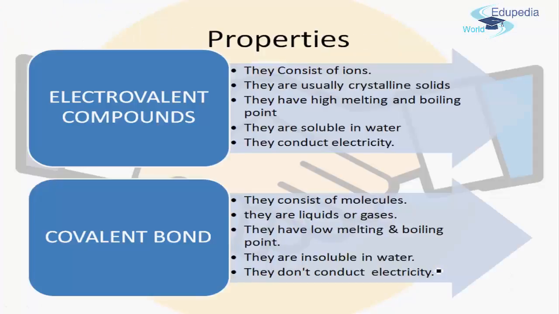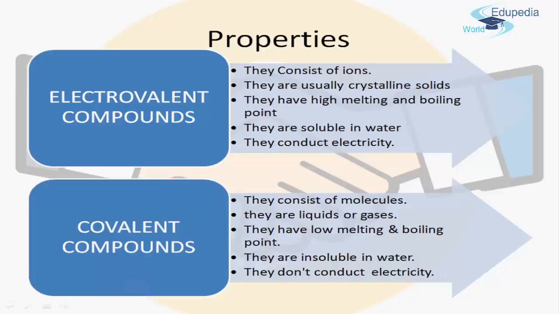So friends, let's come to the properties of electrovalent compounds and covalent compounds. So, electrovalent compounds or ionic compounds consist of ions. For example, sodium chloride is an electrovalent compound which consists of an equal number of sodium ions, Na plus, and chloride ions, Cl minus. So there is nothing like a sodium chloride molecule.